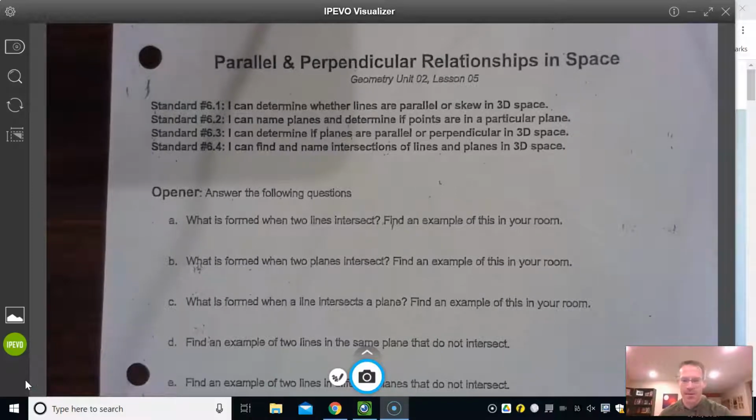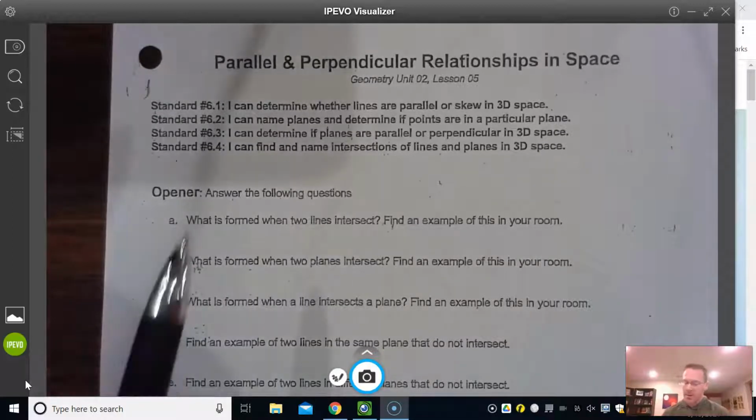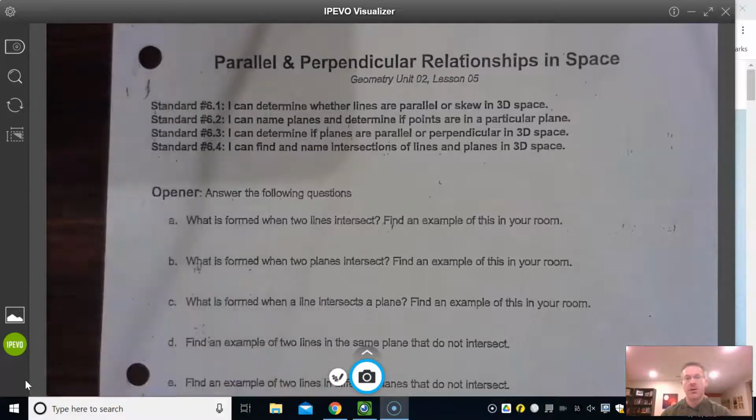All right, so we are here and we're going to continue our talk about parallel and perpendicular relationships, but this time we're going to shift a little bit and talk about parallel and perpendicular relationships in 3D space. When you look at our next standard, those all relate to this.